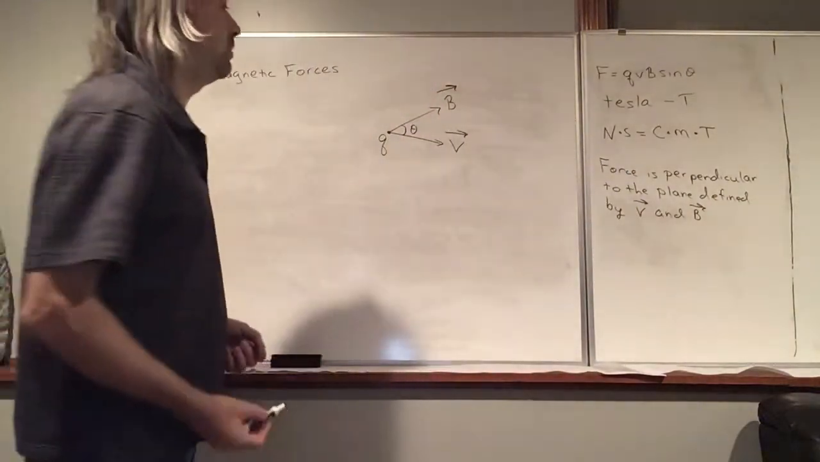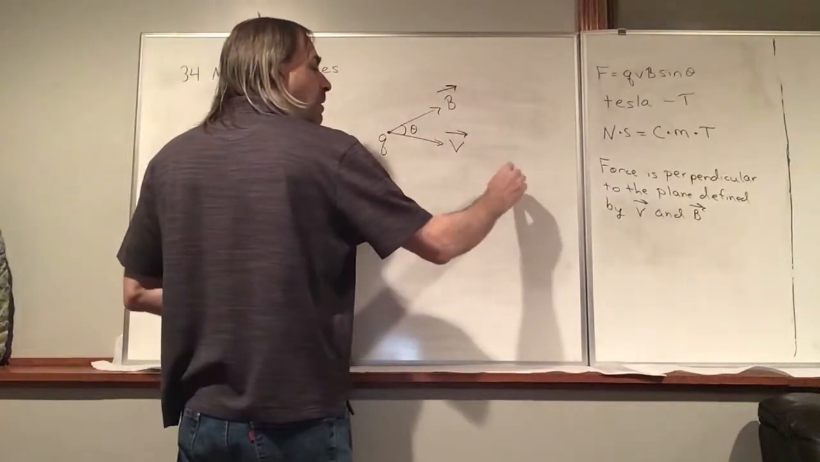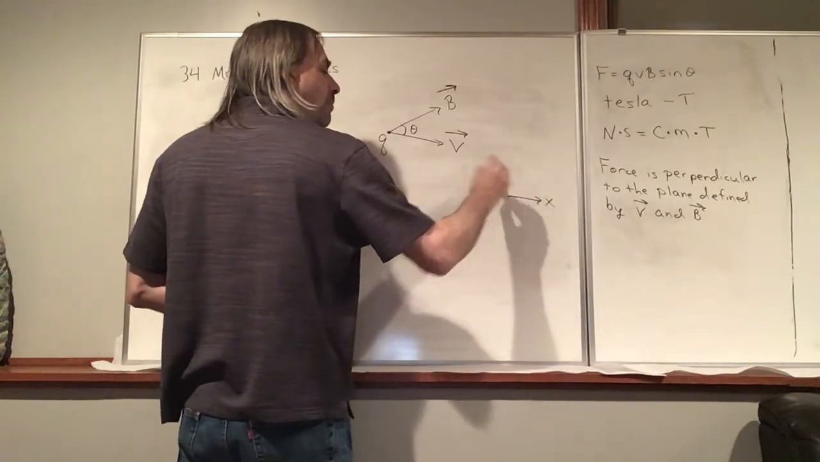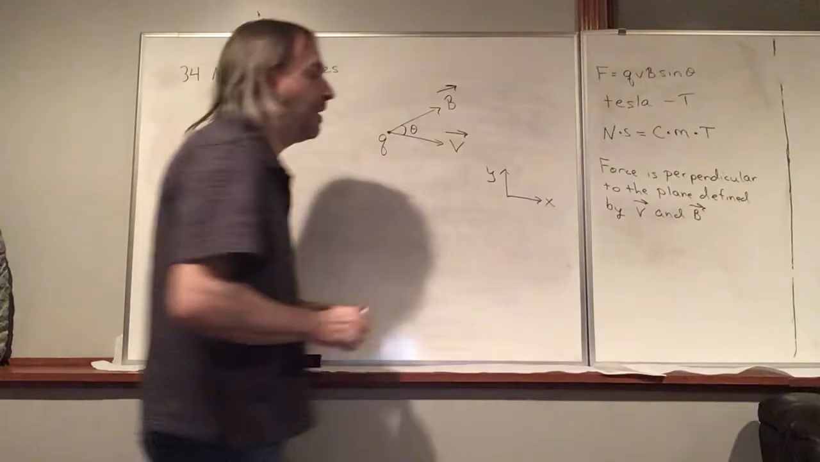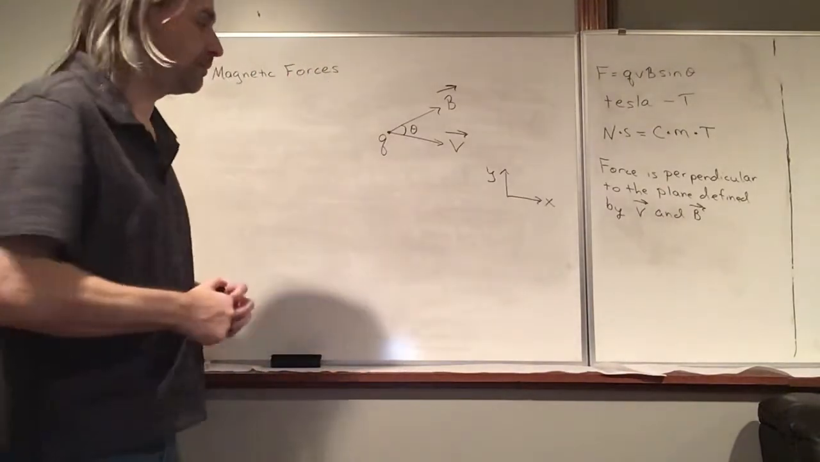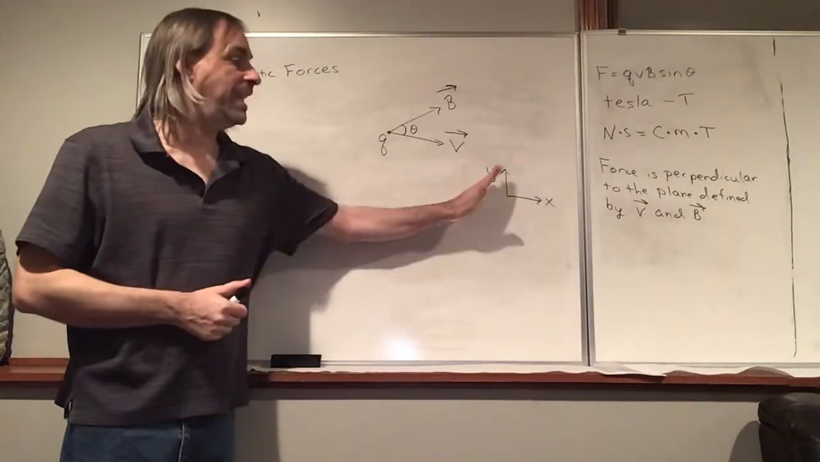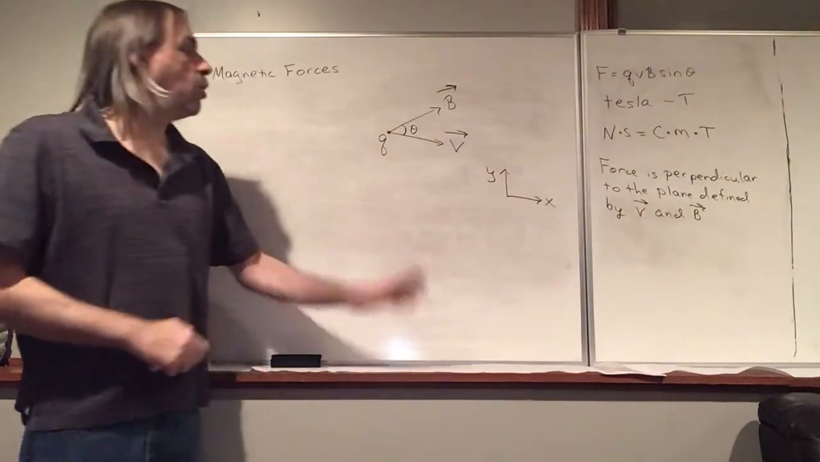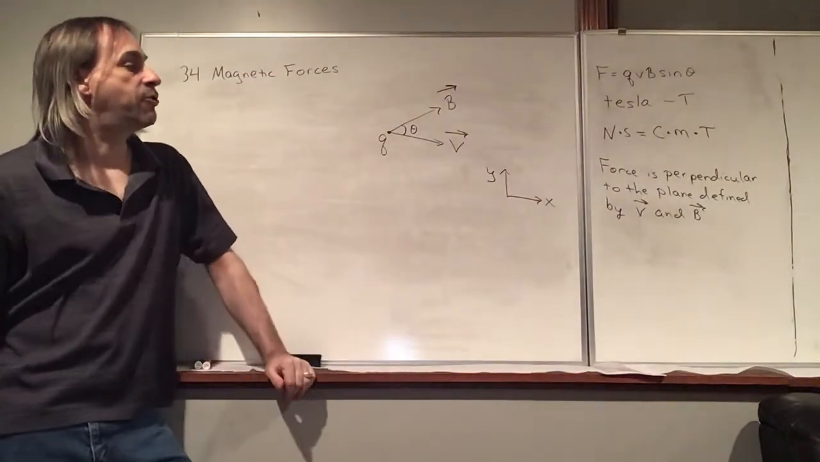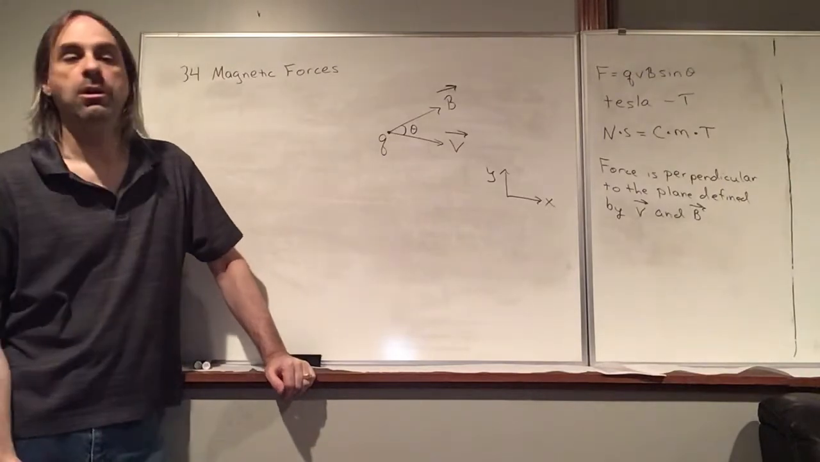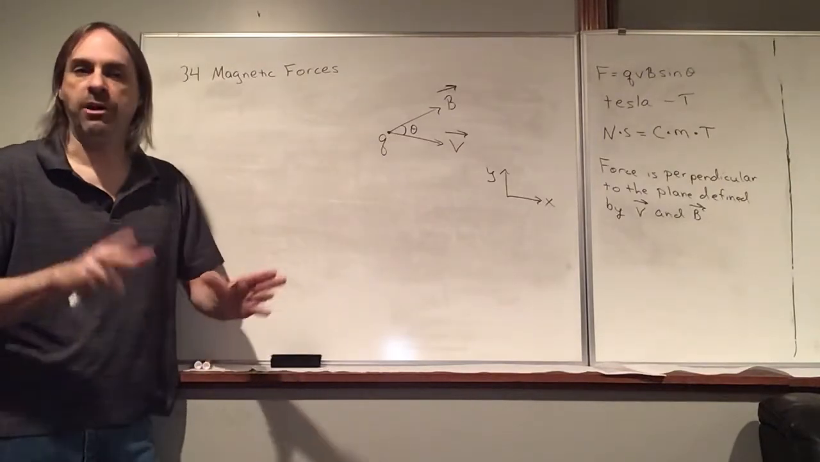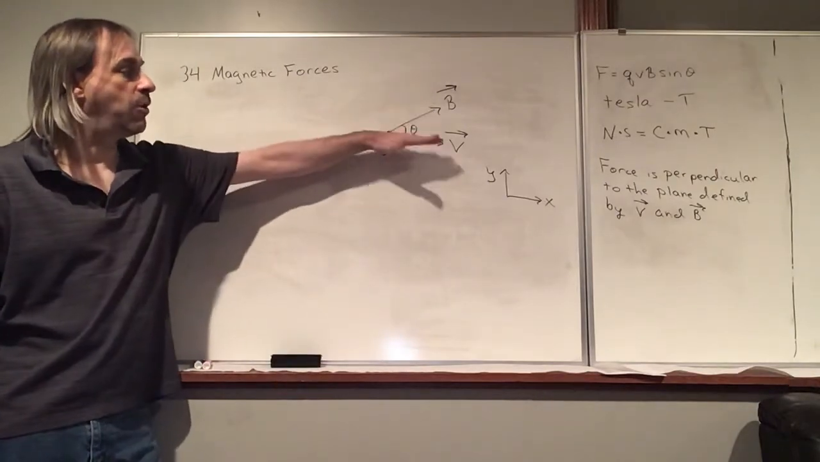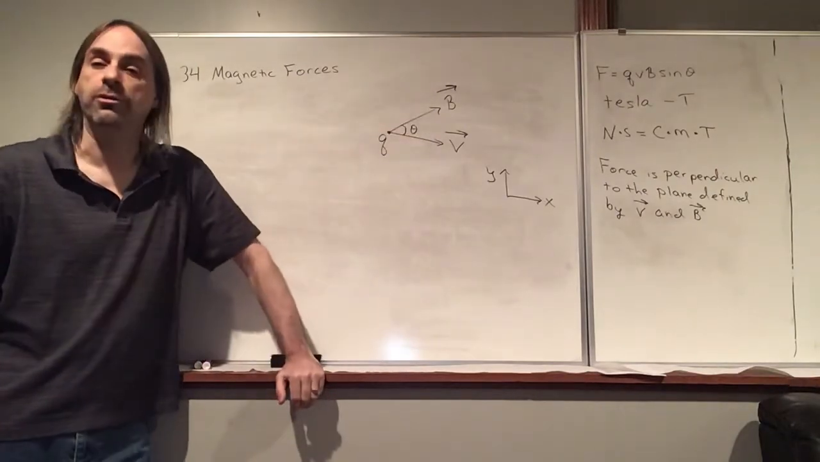So, let's say this board is our typical XY coordinate system. Then Z is coming out of the board, or going into the board. So we do Z as our third dimension. So basically the force on this charge would be in the Z direction, or the negative Z direction. We have to determine which. But it's perpendicular to velocity and the magnetic field.